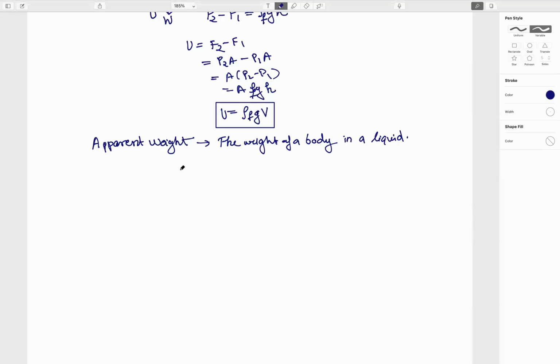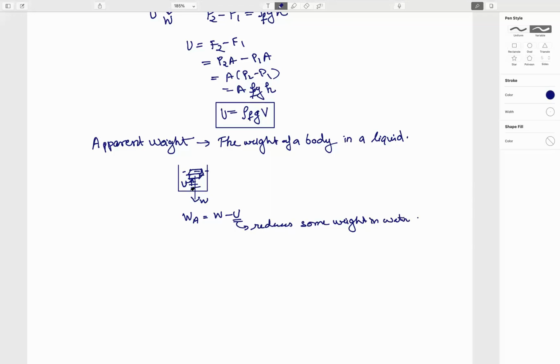So let's say you have this container and here is this tube, and the weight of this is acting downwards, but at the same time upthrust is balancing it out. So the exact weight in fluid, let's say that is the apparent weight, is nothing but W minus U.